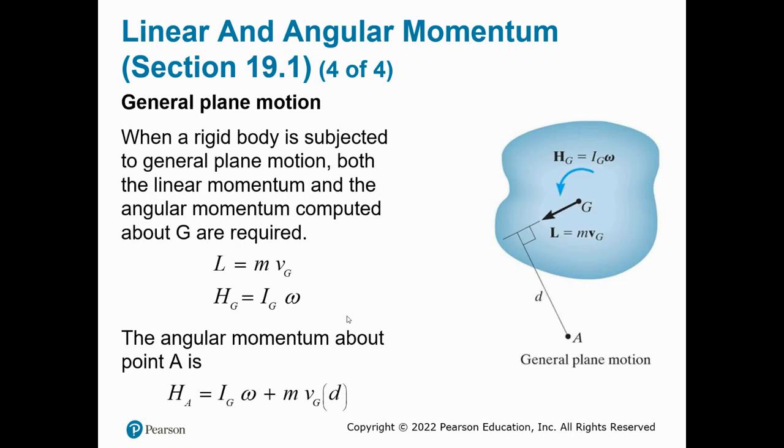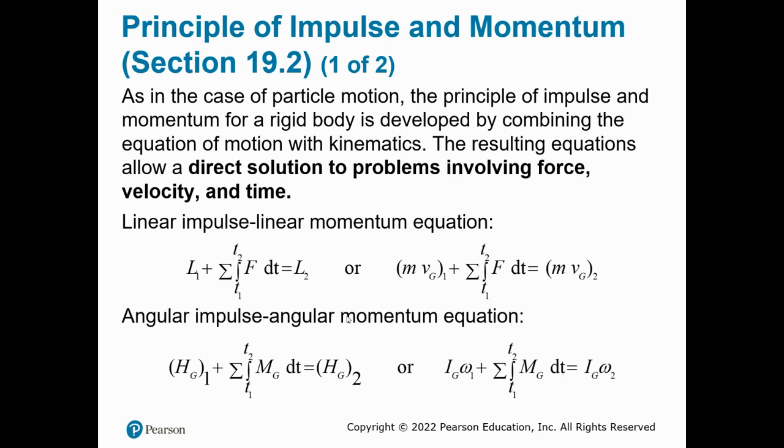If it's under general plane motion, which a lot of times the rigid body is, both the linear momentum and the angular momentum can be computed about point G as required. You have L equals m v_G, H_G equals I_G omega. Angular momentum about point A is H_A equals I_G omega plus m v_G d. We're going to use this in our example problems today.